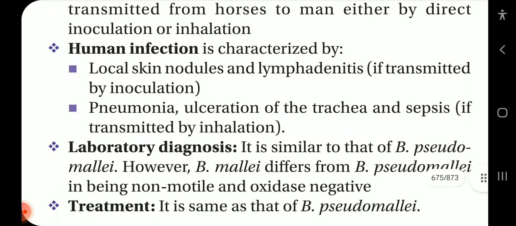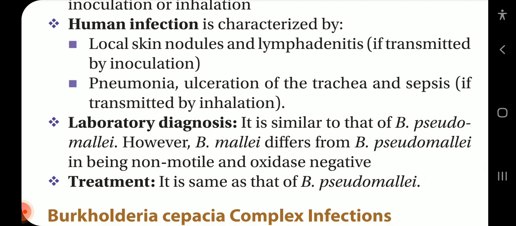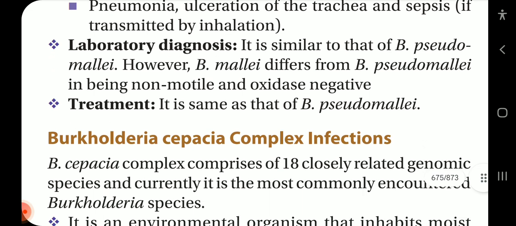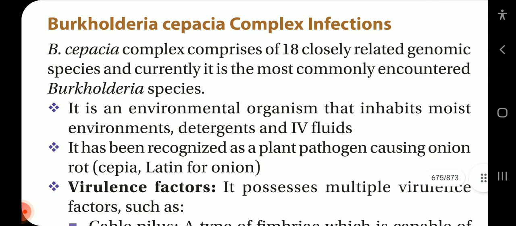Human infection is characterized by local skin nodules and lymphadenitis if transmitted by inoculation, and pneumonia, ulceration of the trachea and sepsis if transmitted by inhalation. Lab diagnosis is similar to that of Burkholderia pseudomallei. However, B. mallei differs from B. pseudomallei in being non-motile and oxidase negative. Treatment is the same as that of B. pseudomallei. Burkholderia cepacia complex infections.